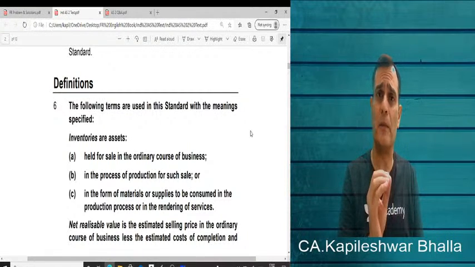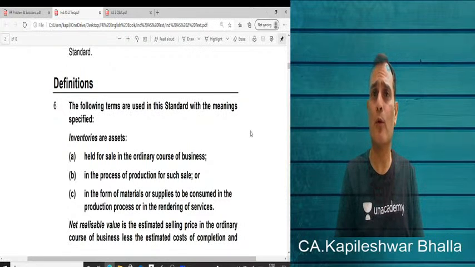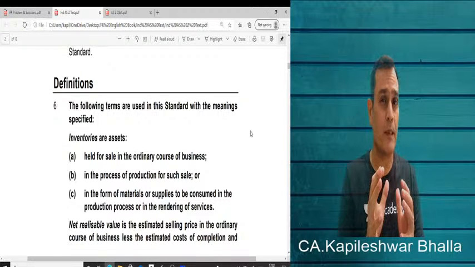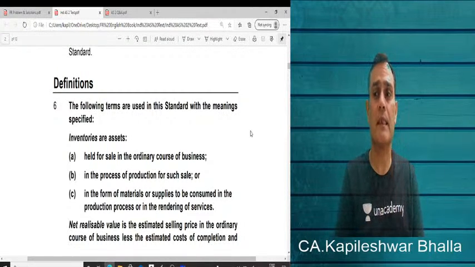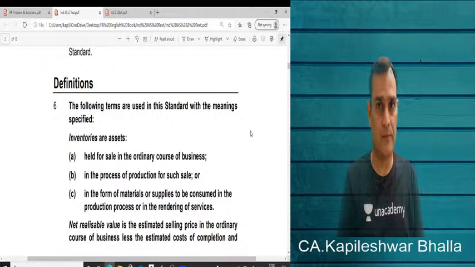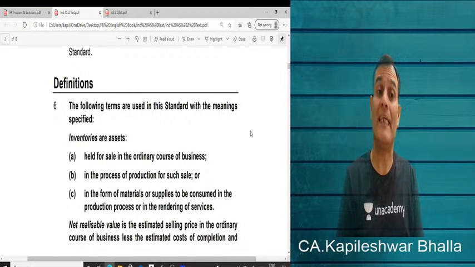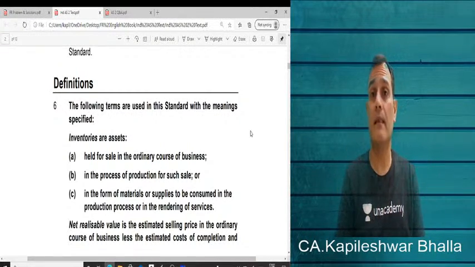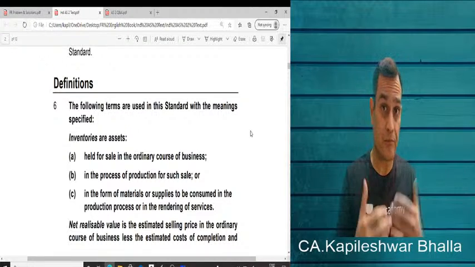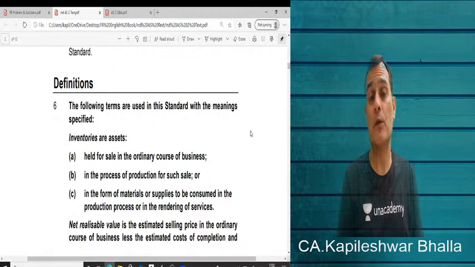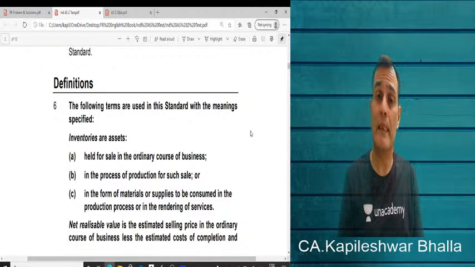I'd also like to pinpoint something. When we go to Ind AS 16, which deals with PPE, property, plant, equipment, the definition begins that it is a tangible item. You will not find the word assets in the definition of property, plant, equipment. But you can see the word assets is very explicitly mentioned in the definition of inventory. For this purpose, we should also dig further: when we say inventories are assets, what do we mean by assets?